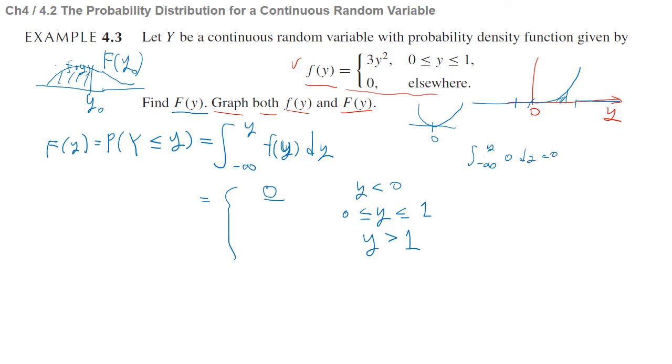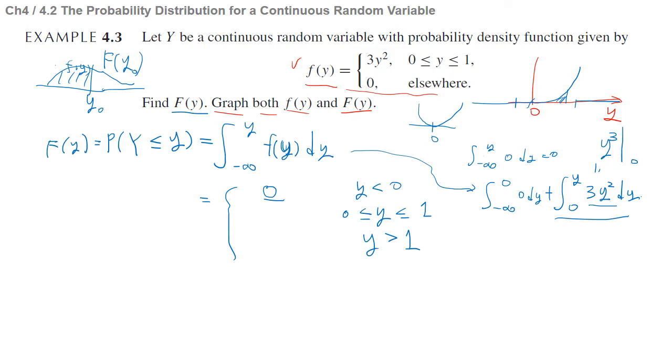And for y between 0 and 1, this part becomes the integral from minus infinity to 0 of 0 dy, plus from 0 to y of 3y squared dy, and this becomes y cubed, from 0 to y. So this part is y cubed.